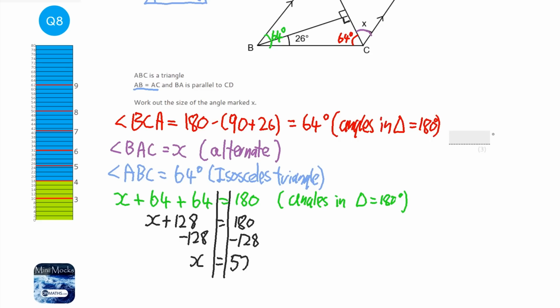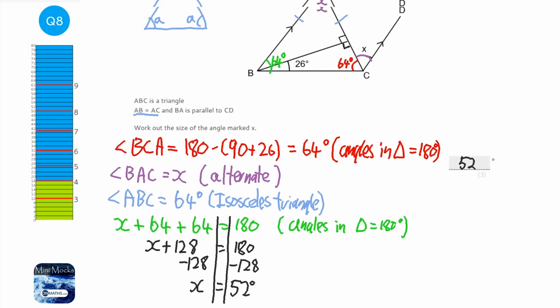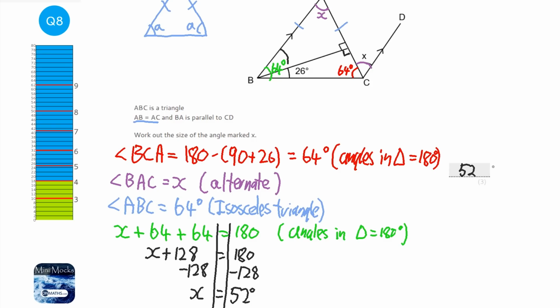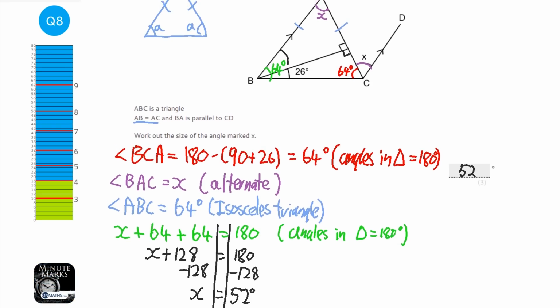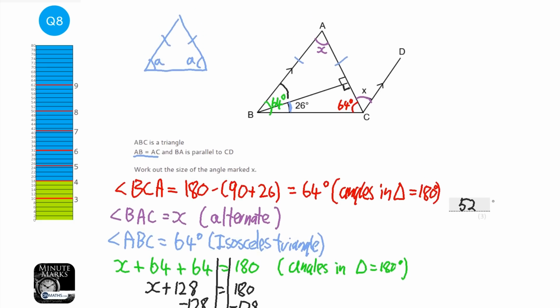Now this isn't the only way of doing this. There are other methods. You could have tried to find this angle here, and those of you who are really good with algebra can try and understand why x will always be twice the angle here. So that's a little bit more of a challenge for you if you want to do that.